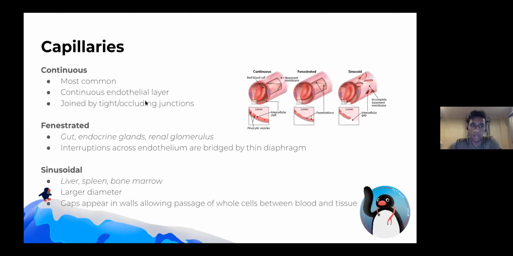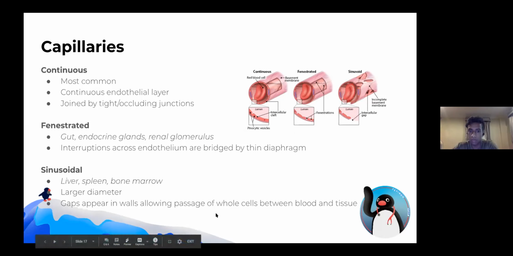Continuous capillaries are the most common. The basement membrane of the capillary wall is a continuous layer, joined by tight junctions. Whereas fenestrated, you'll find in certain areas of your body, like your gut and endocrine glands, and it's when there are interruptions, like small fenestrations, like holes in your layer. And sinusoidal is when there are even larger holes. So there are big, huge gaps in the walls which allow the passage of whole cells between blood and tissue.